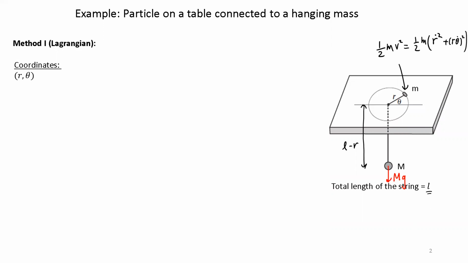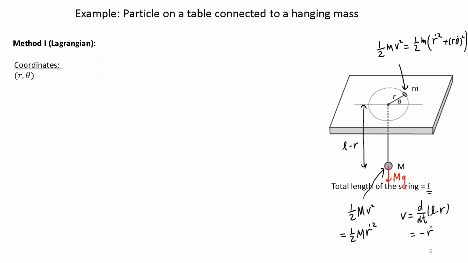And the other one, the movement of this, is again 1/2 big M v squared. So what is v for this big M? The v over here is d/dt of the distance L minus r, so the v is actually minus r dot. And therefore, the kinetic energy for this big mass is 1/2 M (minus r dot) squared, that is just 1/2 M r dot squared. So that's the kinetic energy, right?